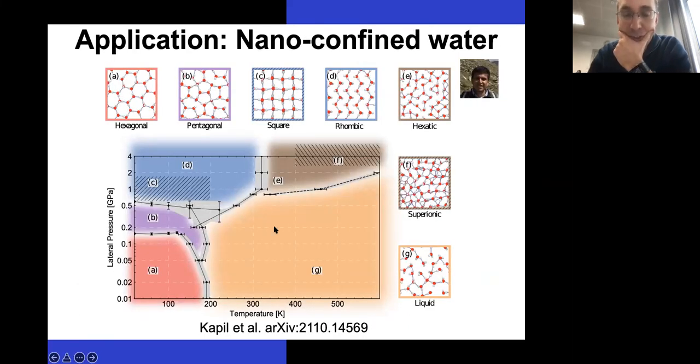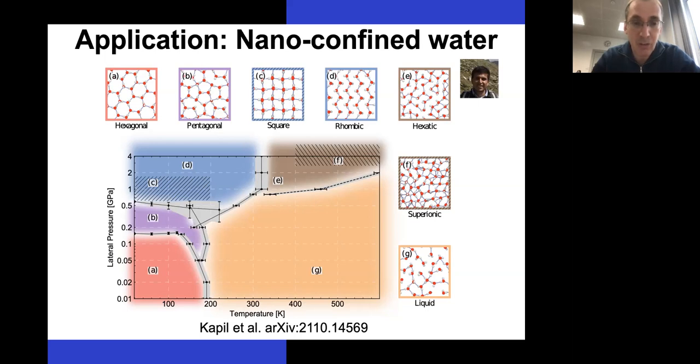Another example where these techniques allow us to significantly transform the phase space that we can explore comes from this example here. This study was done by Venkat Kapil, also in Cambridge. Venkat gave the lecture about a month ago.